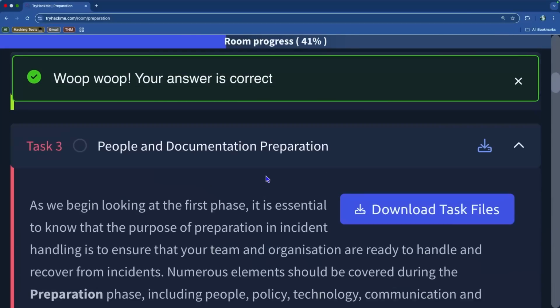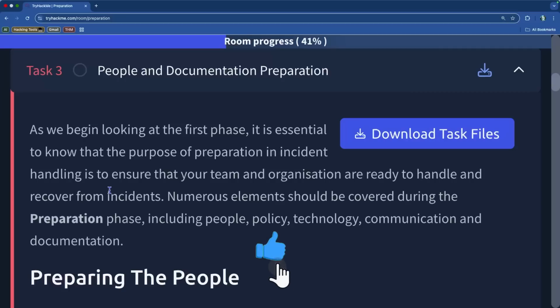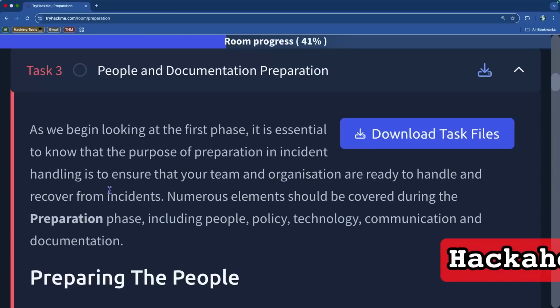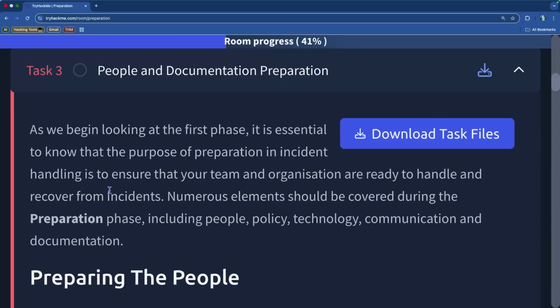Awesome. Cool. Now we can move on to people and documentation preparation. There's something that I've said over very many videos, honestly, and it's the fact that the people are the weakest link in the security chain. The human element is the most sensitive element of the security chain, which means that if the people aren't prepared, if the people aren't trained, it doesn't matter how great your technology is, because some schmuck somewhere can do something, click on something, open something, let a random stranger into the building.